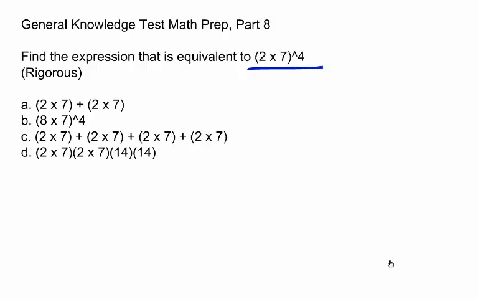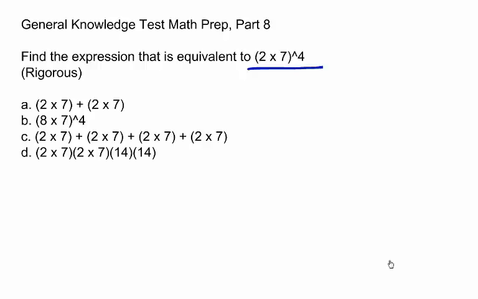We also need to know that when something is raised to an exponential value, for example, 2 times 7 to the 4th power, that's the same as saying 2 times 7 times 2 times 7 times 2 times 7 times 2 times 7.